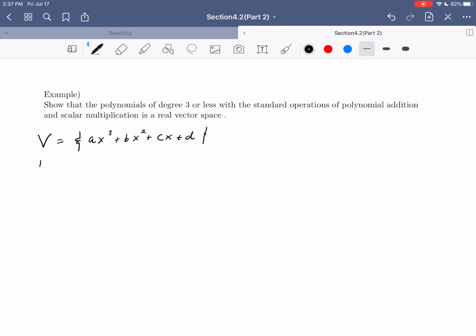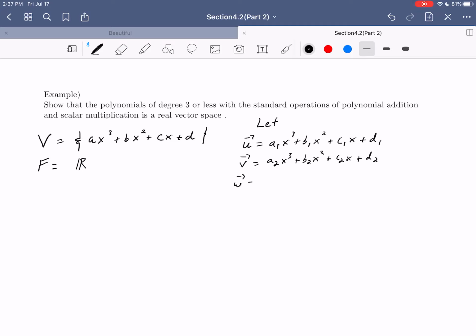What field are we going to be using here? Well, according to this, we want to show that it's a real vector space. So our field of scalars is going to be the real numbers. Before we go ahead and talk about the operations, let's define a couple vectors so that we can give a general description of the addition. Let's let vector u be a1x^3 + b1x^2 + c1x + d1. We'll do v equals a2x^3 + b2x^2 + c2x + d2.